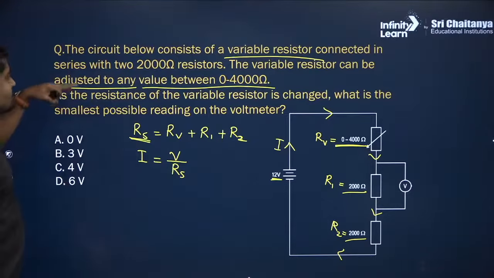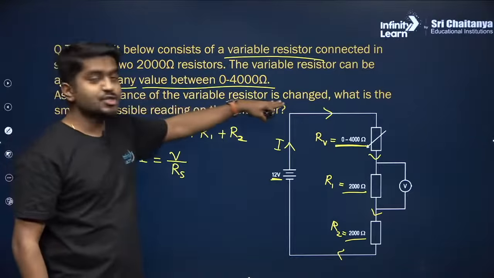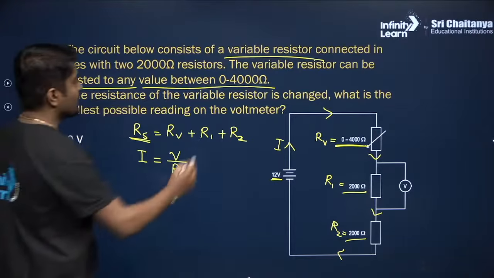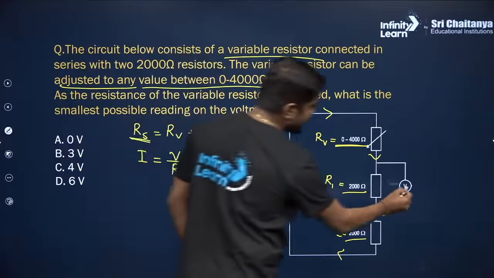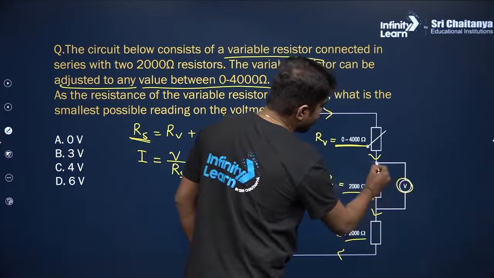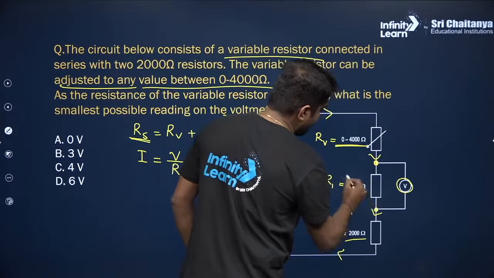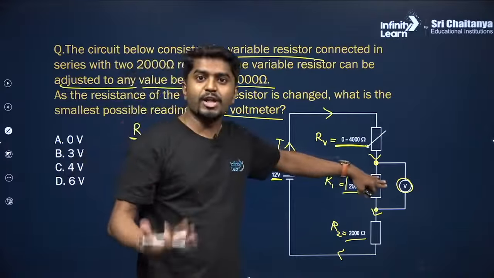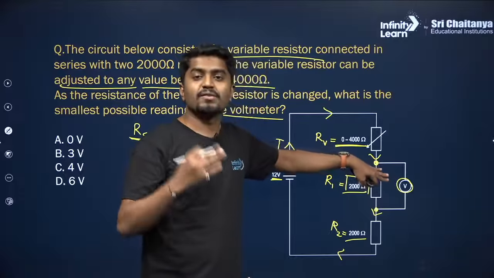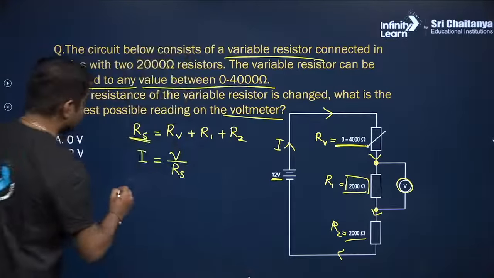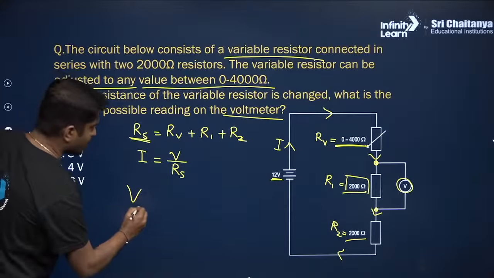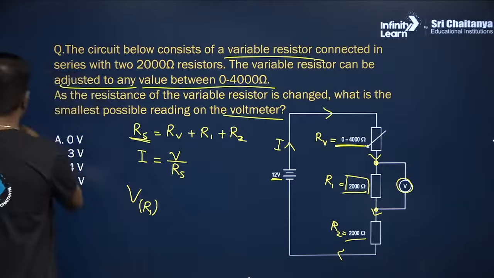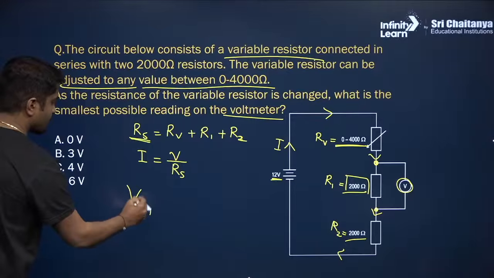Now the resistance of the variable resistor is changed. What is the smallest possible reading of the voltmeter? You see here there is a voltmeter. This voltmeter measures the potential difference across this resistance. So what is the smallest value possible? The potential difference V across R1. I'll write it down completely so that you won't get confused.